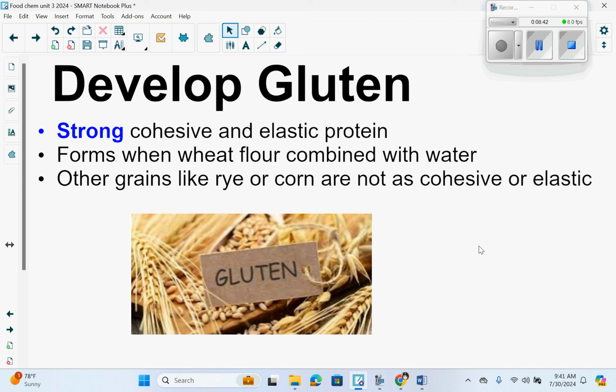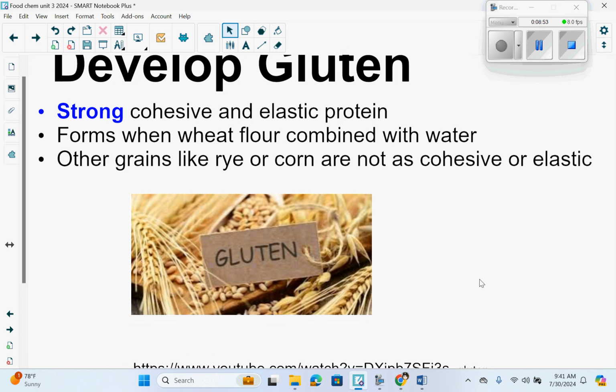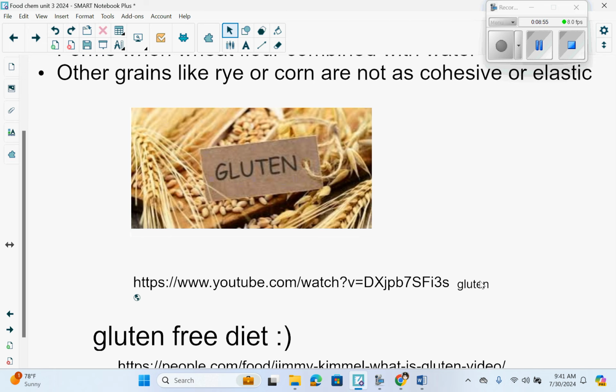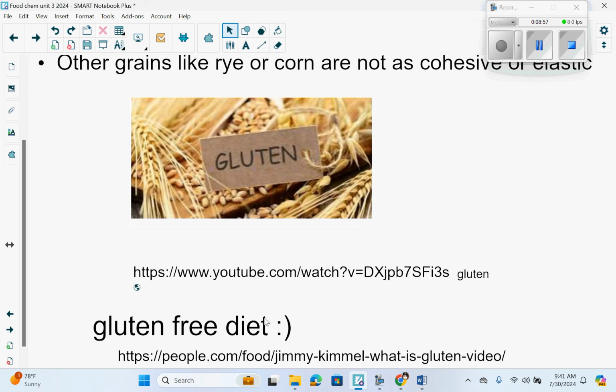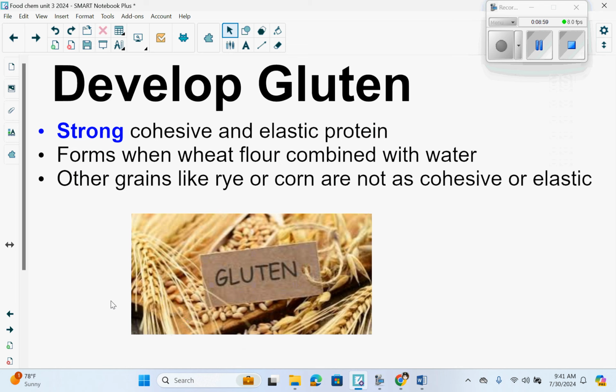Develop gluten. Gluten is a strong, cohesive, and elastic protein. It forms when wheat flour is combined with water. Other grains like rye or corn are not quite as cohesive or elastic. So there are some good videos to watch about gluten and gluten-free diets.